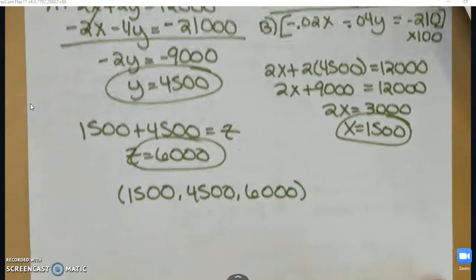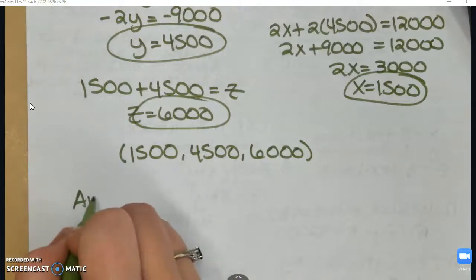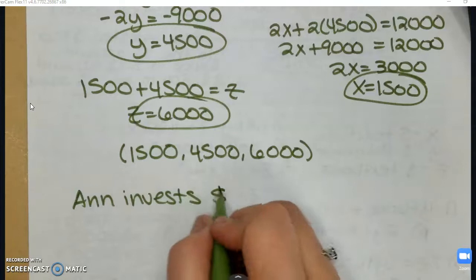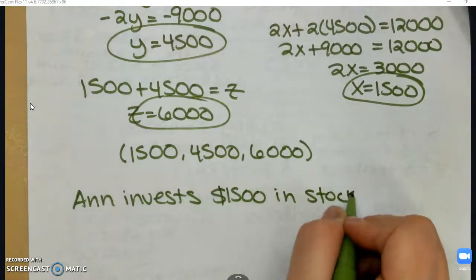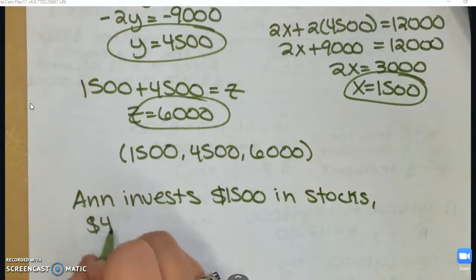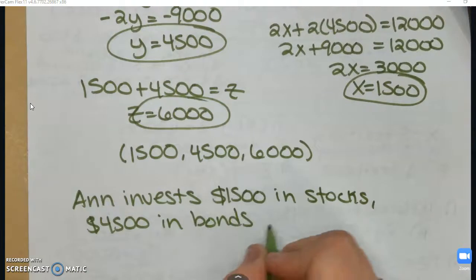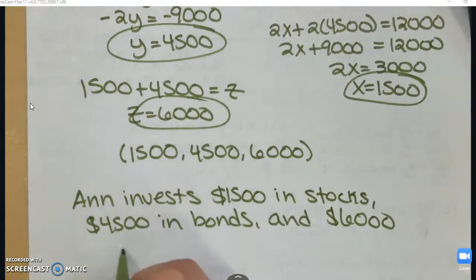And in the context of my problem, my complete sentence for what I just showed is that Anne is investing $1,500 in stocks, $4,500 in bonds, and $6,000 in the mutual fund.